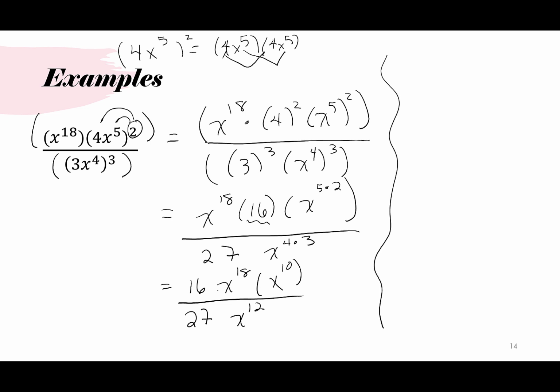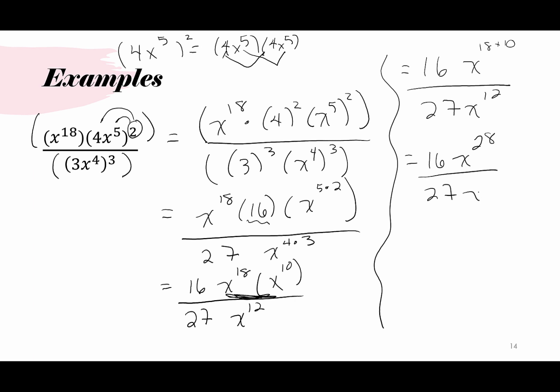Now I can look at this numerator where I have the product rule still. So I have 16. I have x to the 18th plus 10. I'm doing the product rule. On the bottom, I still have 27 x to the 12th. So this is 16 x to the 28th. 18 plus 10, I have 27 x to the 12th.